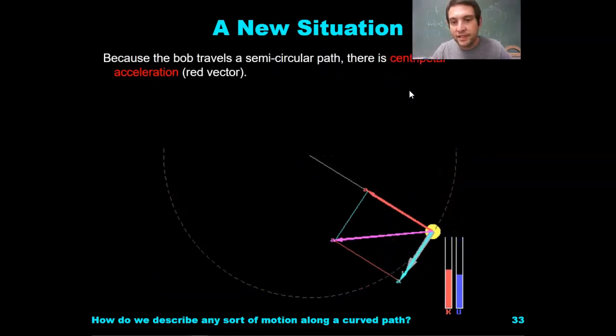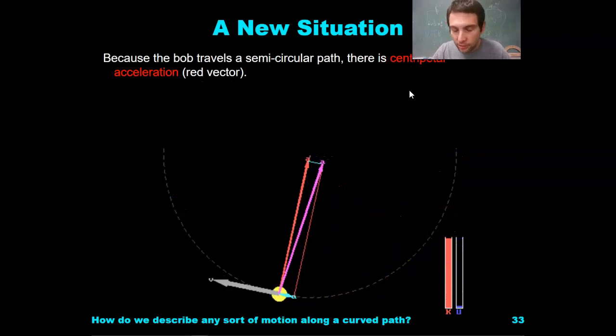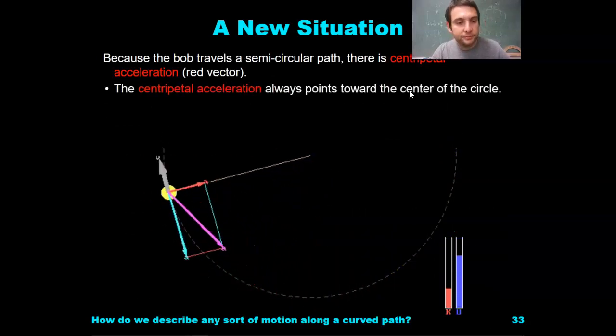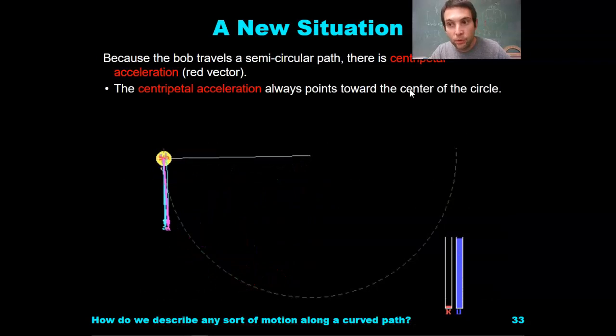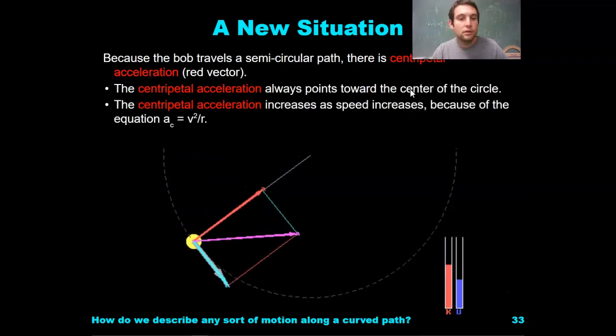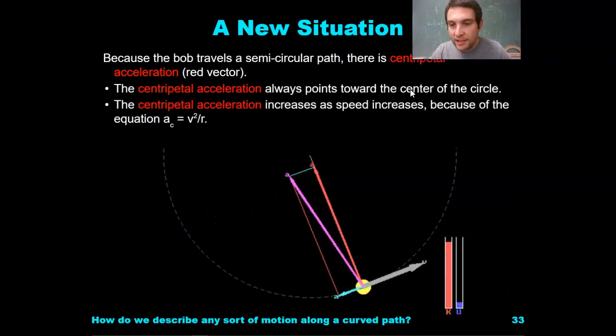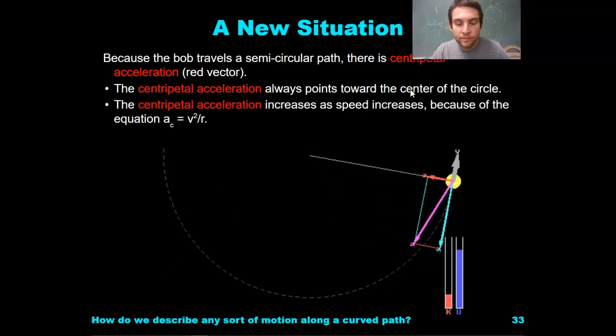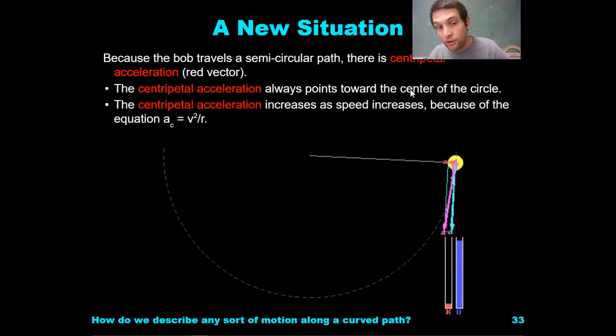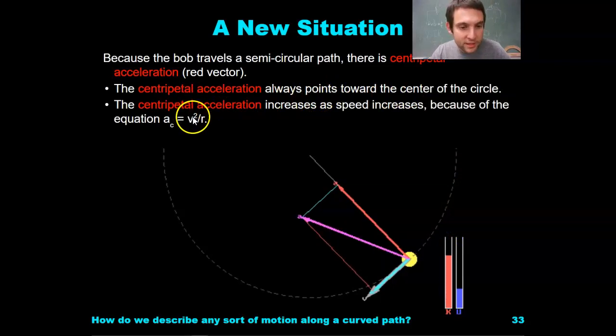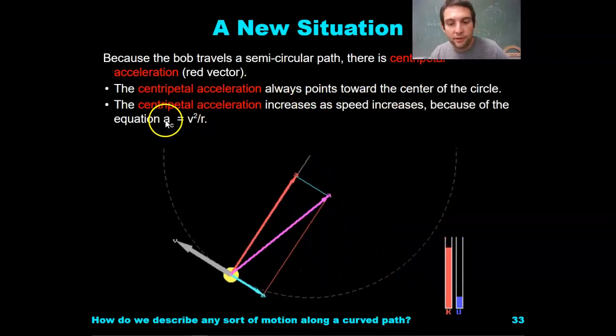Because the bob travels in a semicircular path, there is centripetal acceleration, the red vector. Centripetal acceleration always points towards the center of the circle. Centripetal acceleration increases as speed increases because of the equation: centripetal acceleration equals v squared over r. So if we're increasing velocity, we're increasing the centripetal acceleration.